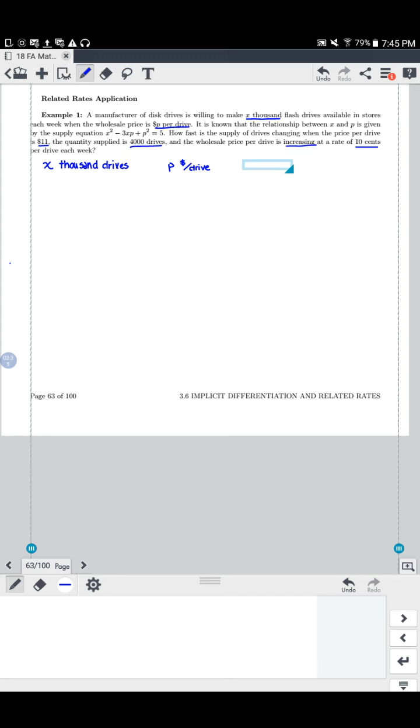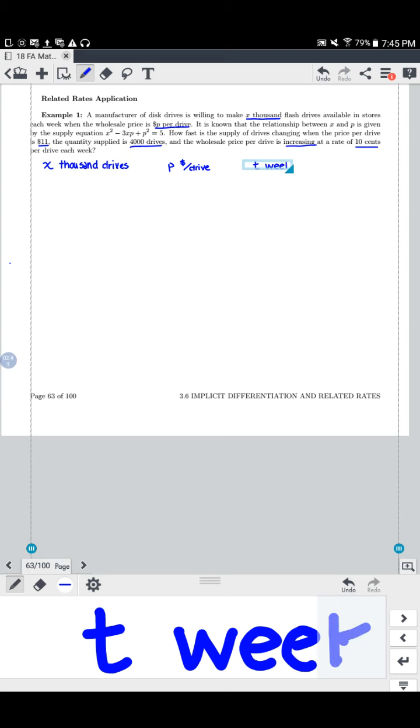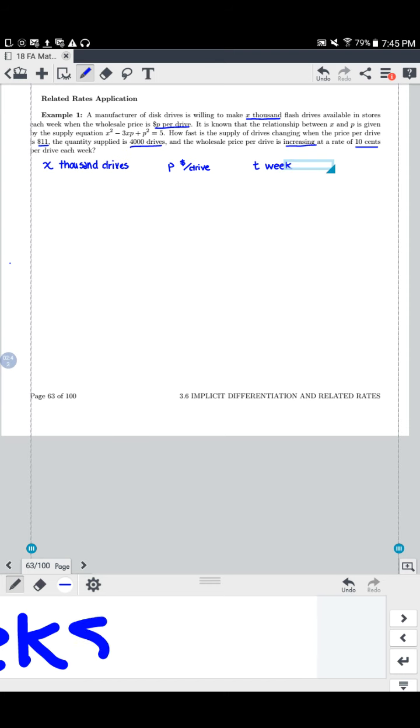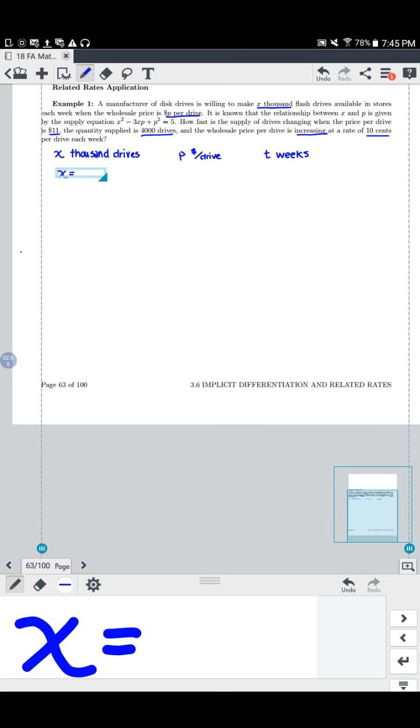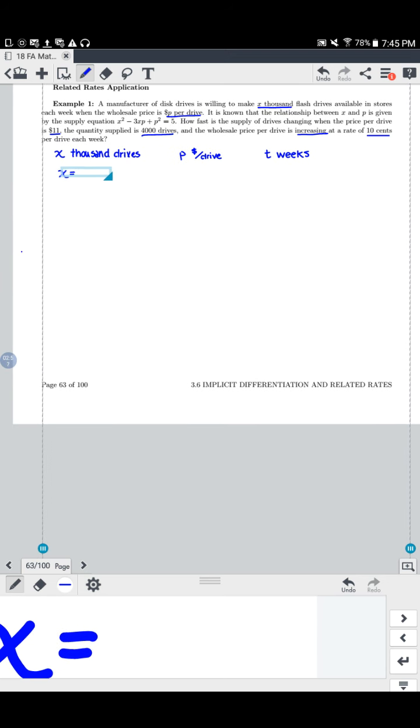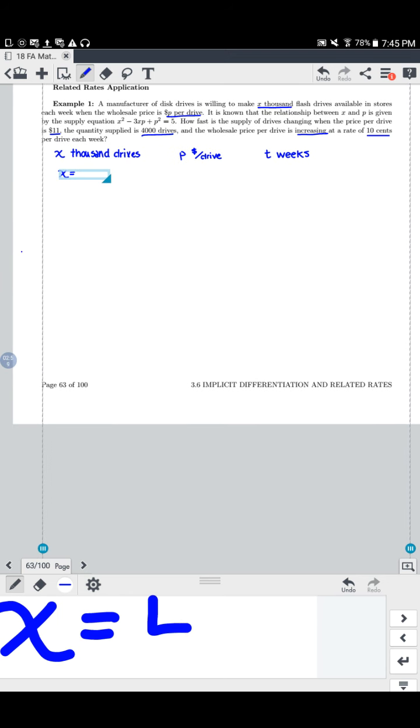And the other thing that I know is my time here is in weeks because it says we are increasing our price by 10 cents each week. So t, we're not changing it every month or every year, we're changing it every week. Trying to see how that affects our supply that we have in stock. So the x value that I'm currently at, well, the quantity supplied is 4,000, and this unit on x is already in thousands. So x equals just 4, because the unit on that is 1,000 drives.